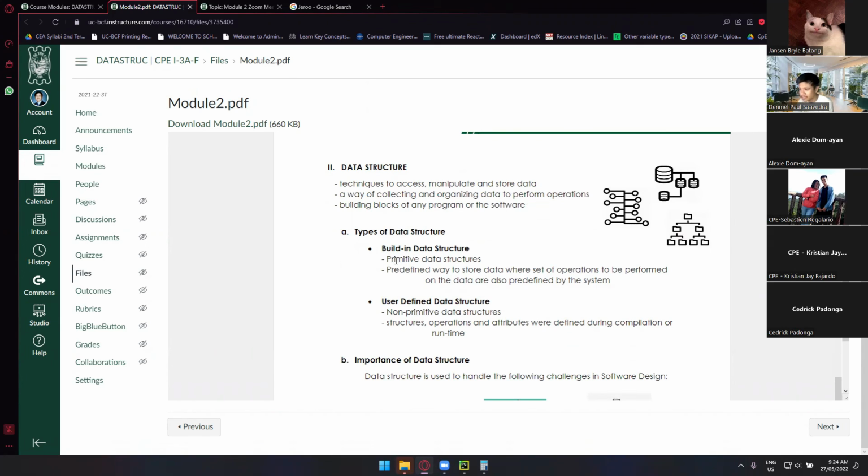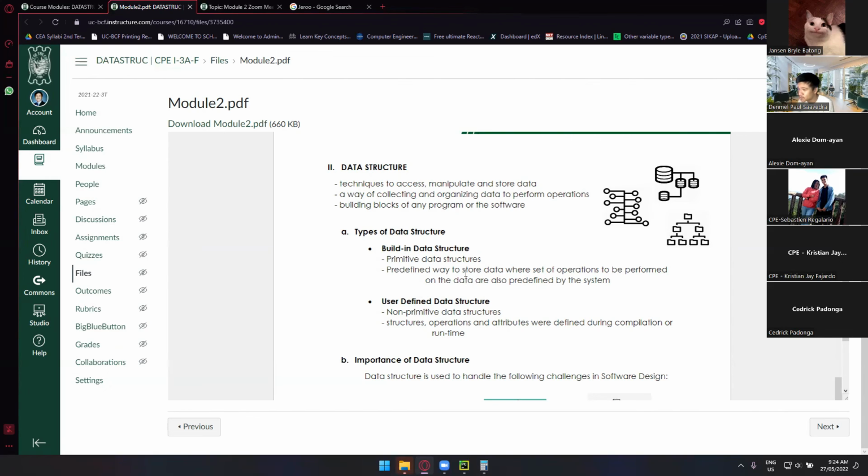For the built-in data structure, these are primitive data structures, a predefined way to store data where the set of operations to be performed on the data are also predefined by the system. While the other one is the user-defined data structure, which is a non-primitive data structure, where the structures, operations, and attributes are defined during compilation or runtime.